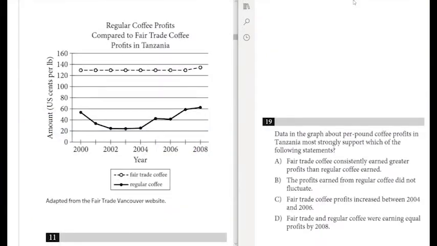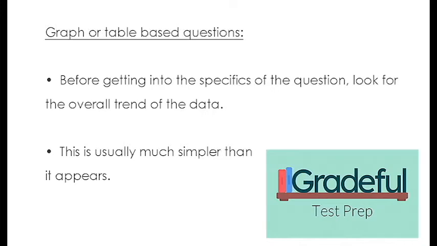Question 19. Data in the graph about per pound coffee profits in Tanzania most strongly support which of the following statements? Well, before you get into a question about a graph or a table, what you really want to do is find out the overall trend on your own. It seems like it might be hard to do that, but although many of the graphs that are given on the SAT seem really complicated, they generally have simple overall trends.